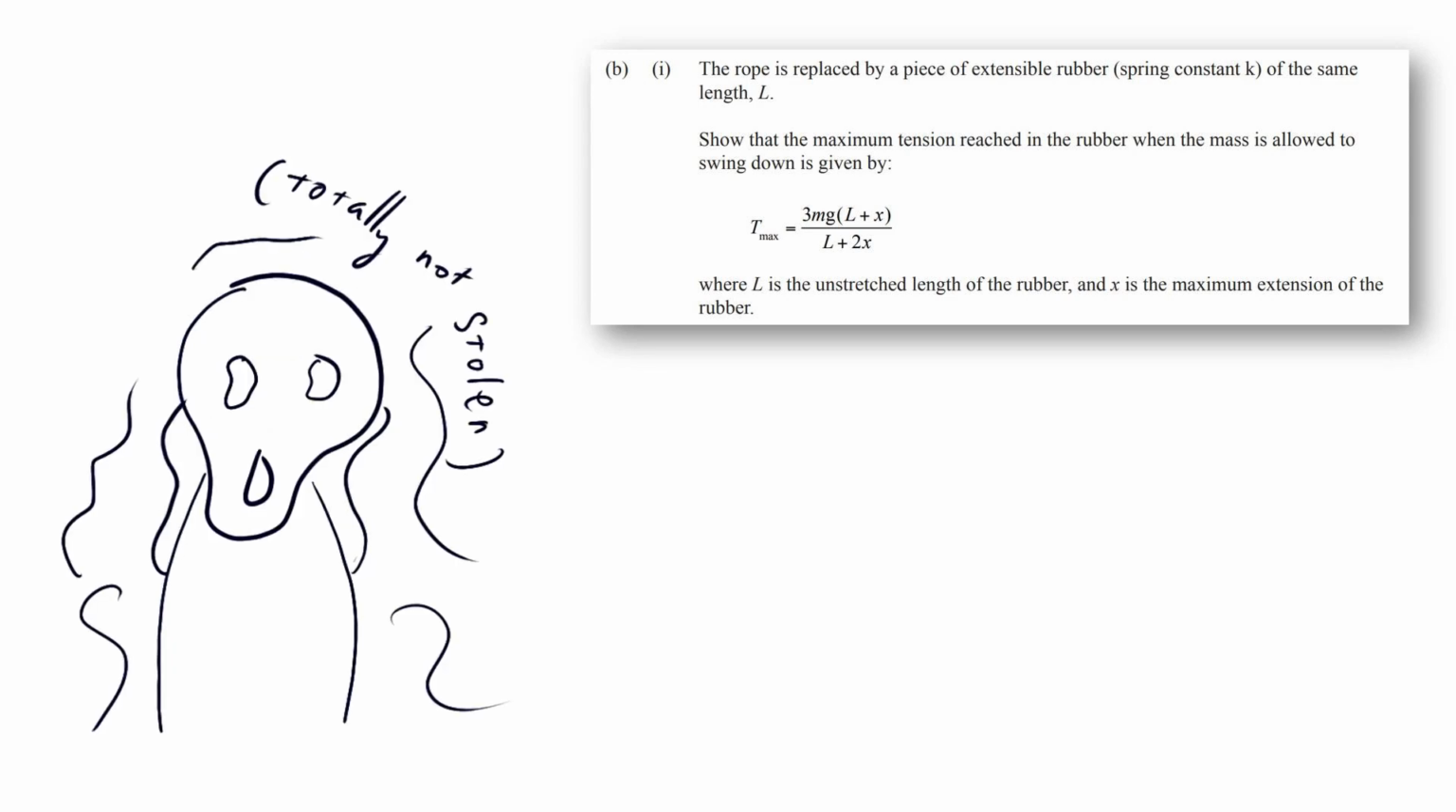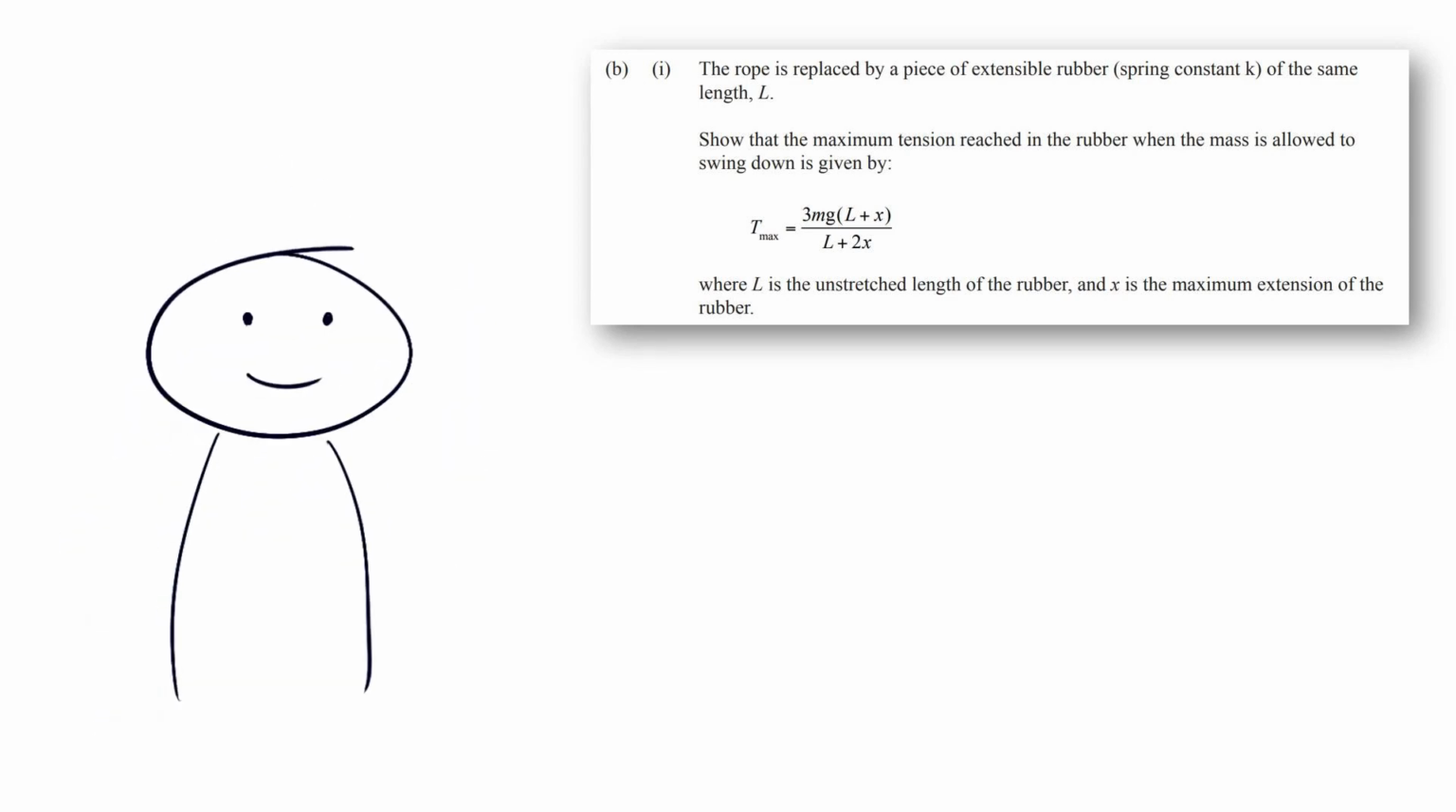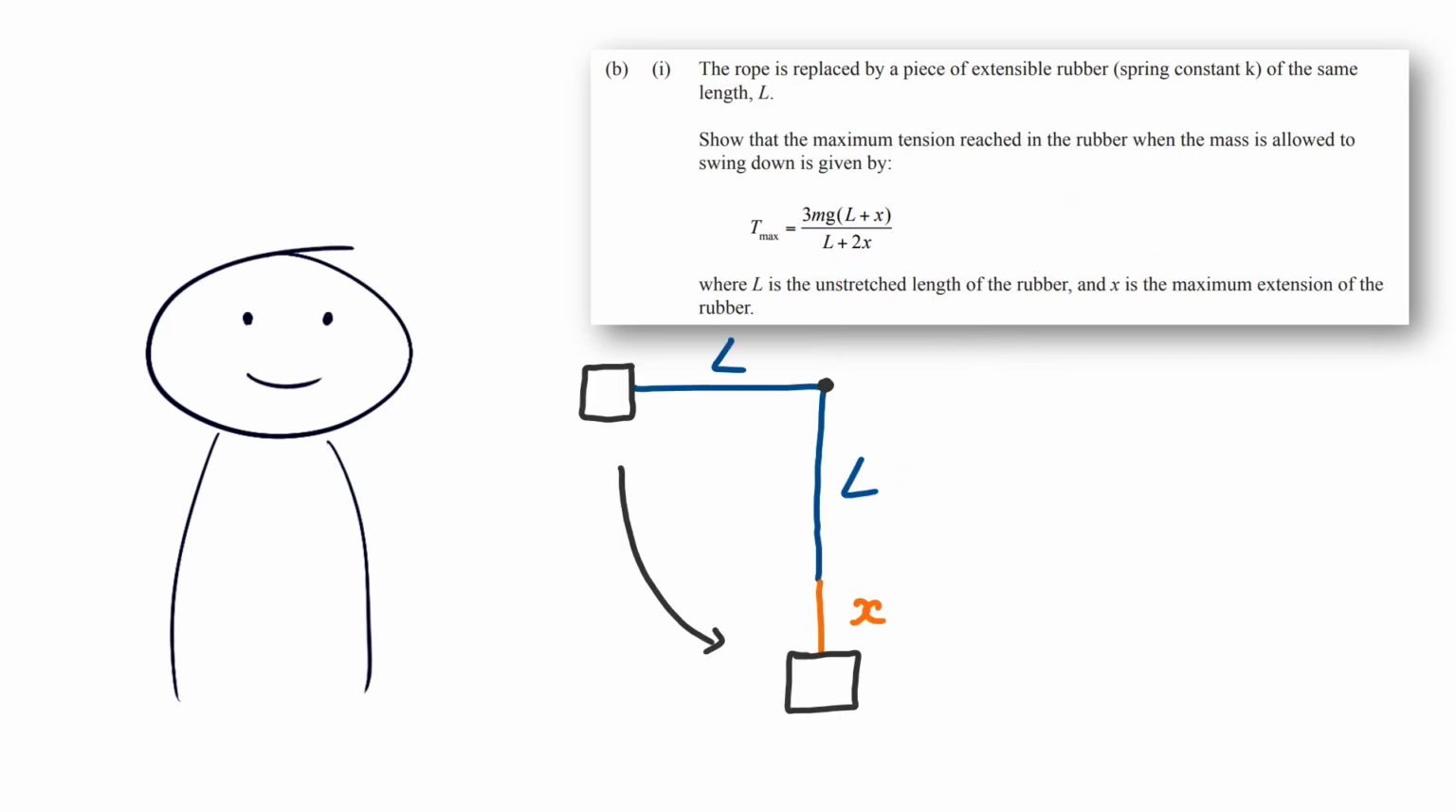Like, what even is this gibberish? Let's try reverse engineering this thing again. First, to dissect the equation, we can see the number 3, which once again is appearing out of nowhere. Secondly, we can see the L plus x and L plus 2x. But if you notice, the L plus x is the same as the length of the rope when it's stretching out maximally, so it makes sense to have an L plus x there.